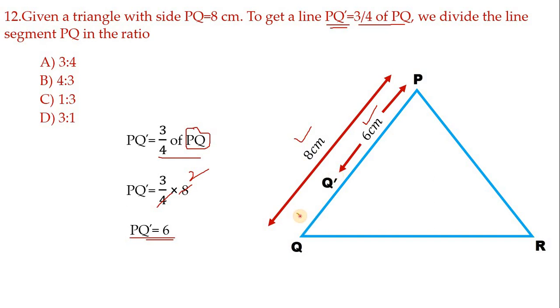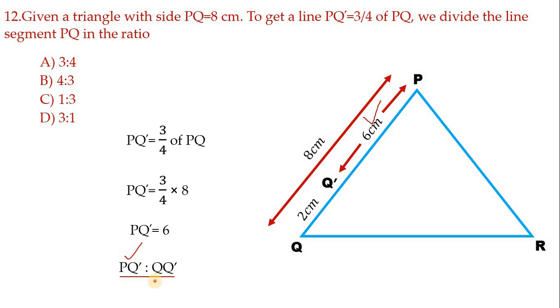Now what is the length of QQ dash? This full length is 8 centimeters, this is 6 centimeters, so it will be 2 centimeters. This QQ dash will be 2 centimeters. Therefore, let us write the ratio now. PQ dash is to QQ dash. PQ dash is 6 centimeters, QQ dash is 2 centimeters. Therefore, 6 is to 2. Simplify this: we can cancel by 2. 2 threes are 6 and 2 ones are 2. So 3 is to 1. So the correct option is D.